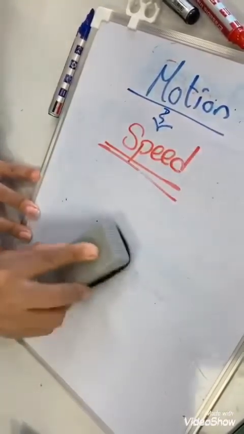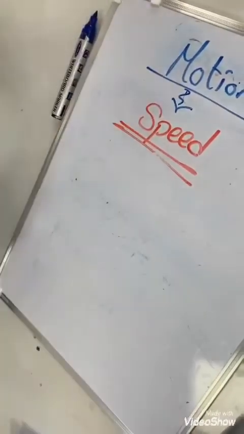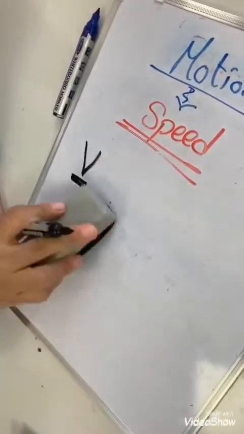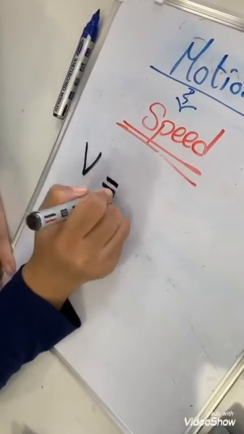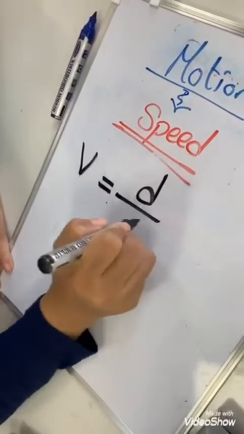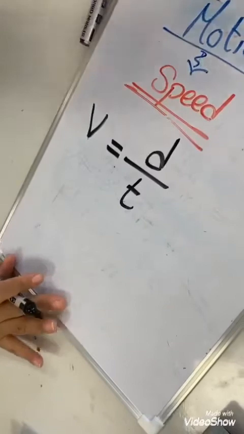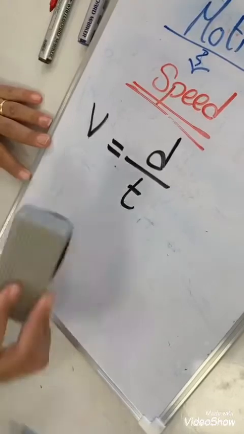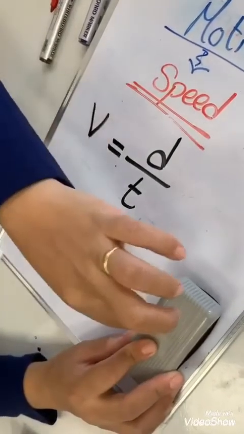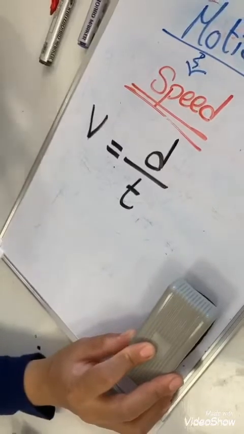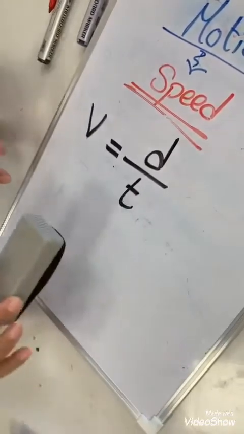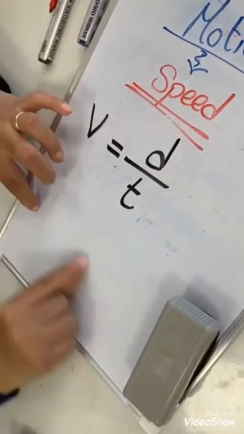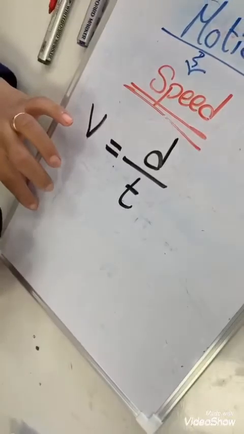The rule says that speed, I will put the letter V as a symbol for the word speed, equals D over T. Let's talk about this marker or this duster. When I move this duster from here to here, what changed? Position. Yes, we said that motion is the change of position. From this point to this point, there is something called distance. I can measure this distance.